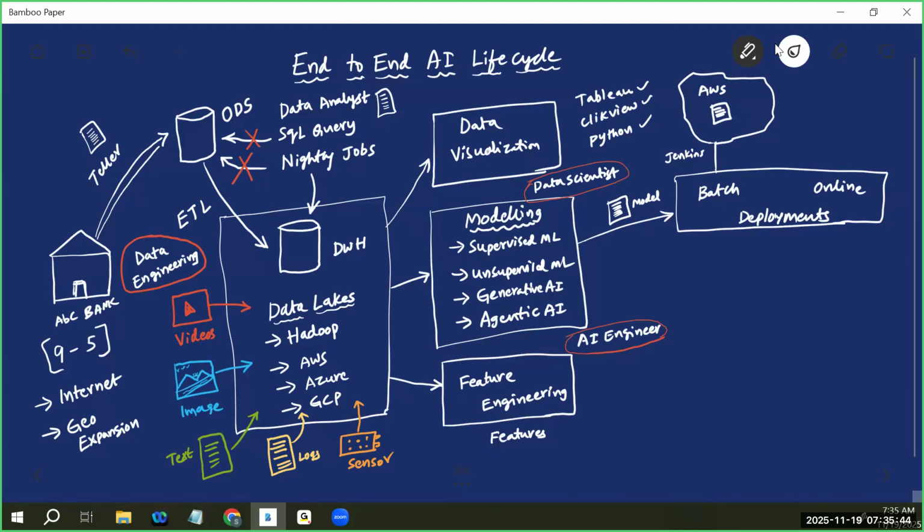That is a batch process. Now, what is the online process? Online process is pretty straightforward. You might have a web application. Maybe you can log into a website or a mobile banking application, right?